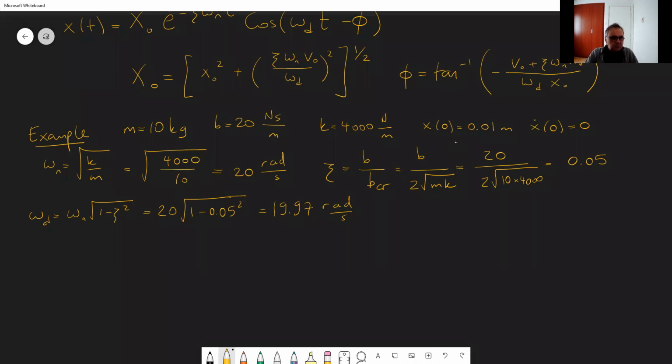The solution for the free vibrations is going to be X naught e to the minus zeta omega n t cosine omega d t minus the phase angle. Now X naught, from this equation, since our initial velocity is 0, this term goes away, so it's simply small x0, which is 0.1 meters.